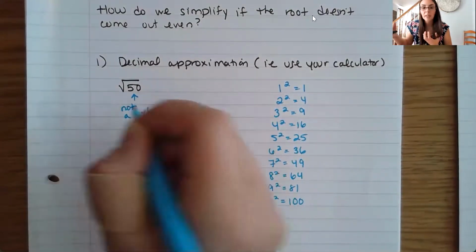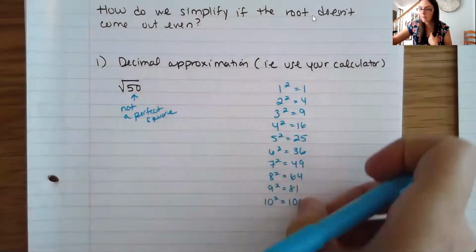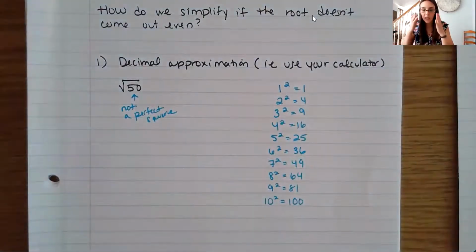So when we say perfect square, it means it comes out perfectly even, right? Like if I took the square root of any of these numbers, then I would get the answer on the left side without the square sign. So this is not a perfect square. So what we can do is we can use our calculator.